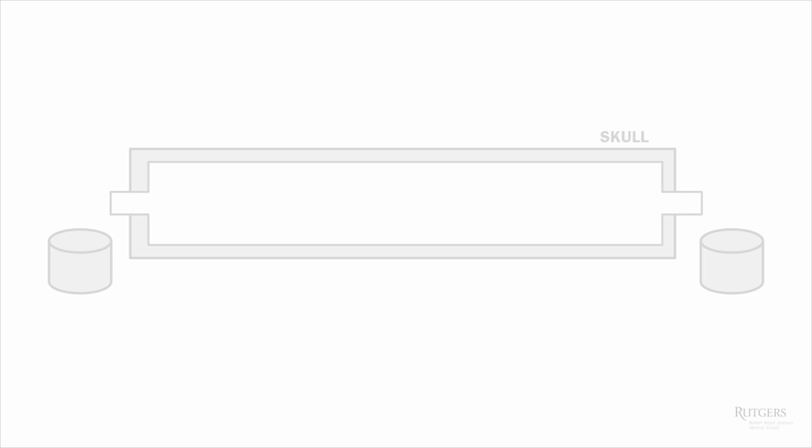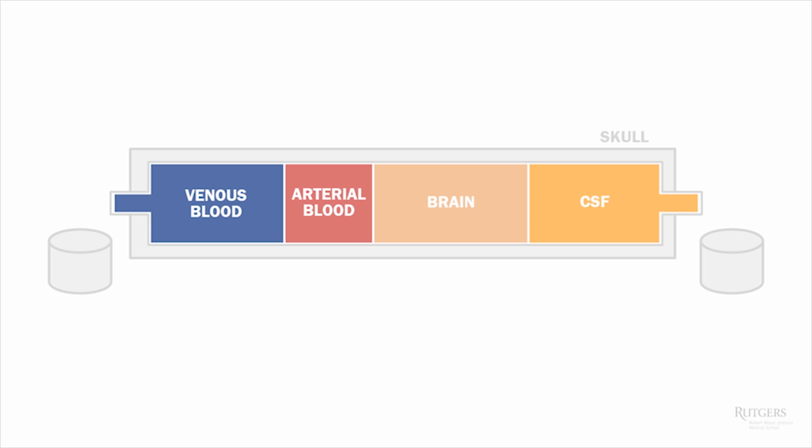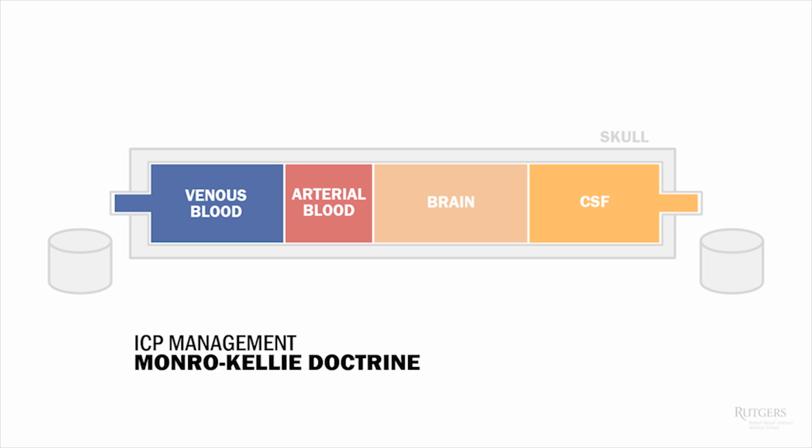The container illustrated here represents the human skull. I know, it's a box, but work with me. The 4 major compartments are the brain, the blood in the arteries, which is really driven by the brain's metabolism, the blood in the veins, and the cerebrospinal fluid. These boxes are not drawn to scale. The brain takes up most of the space. The Monroe-Kelly doctrine supposes that the sum of those 4 compartments is always equal. After all, your skull can't suddenly get bigger or smaller.